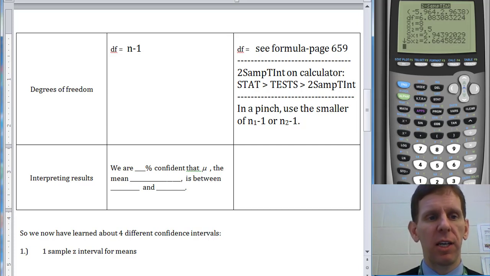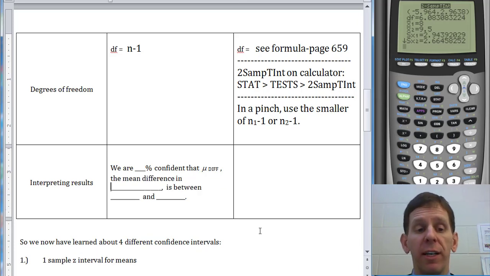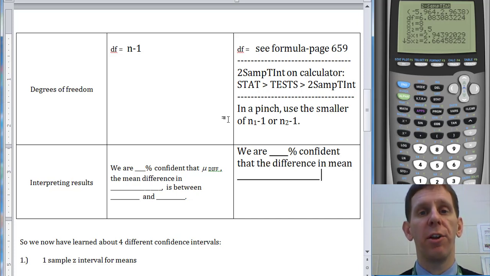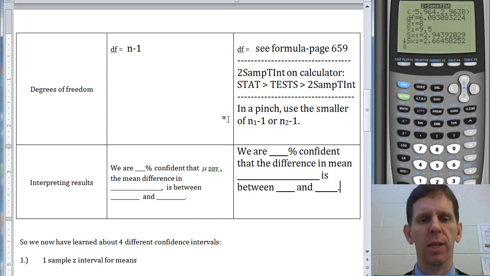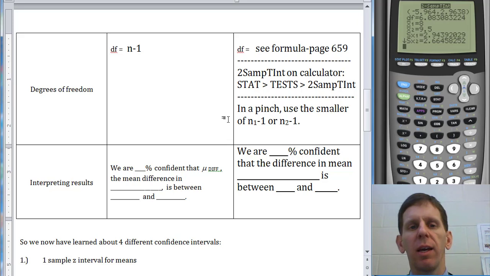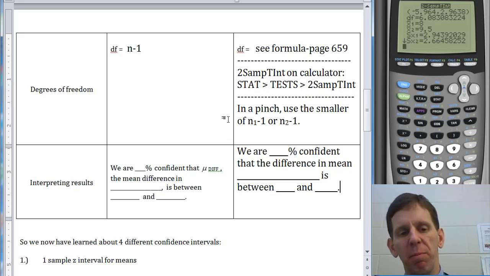Interpreting results. For the matched pairs t-test, we said that we are blank % confident that, this should say mu diff, the mean difference or increase in whatever is between your two numbers. For a two-sample t-interval, it's a little different. We're going to say we are blank % confident that the difference in mean, whatever it is, mean heights, mean weights, mean test scores, is between blank and blank. So for the matched pairs t-test, we say the mean difference in something, and for the two-sample t-interval, we say the difference in mean something. Mean difference, difference in means.